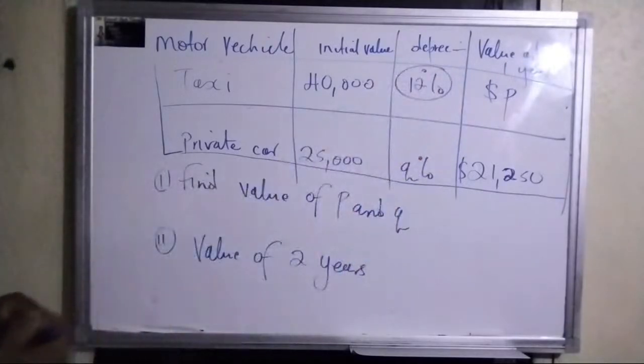And that is why they say a motor vehicle is a liability. You buy it for 1 million this year, and if you keep it in good condition, the value is now 900,000, because according to them, it depreciates. So that is what we're going to do.